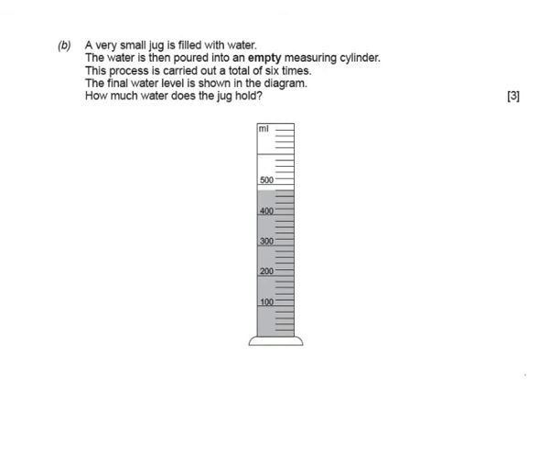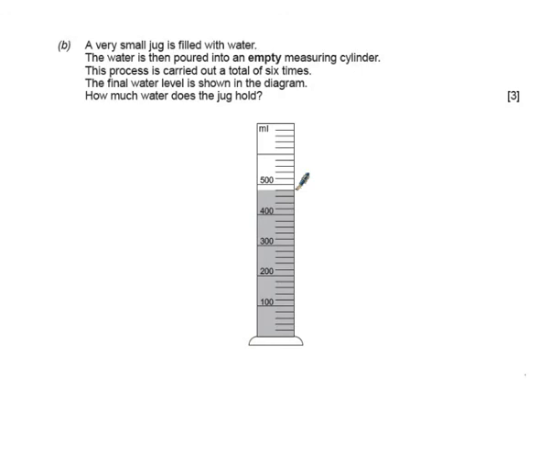Part B, a very small jug is filled with water. The water is then poured into an empty measuring cylinder. This process is carried out a total of 6 times. The final water level is shown in the diagram here. How much water does the jug hold?